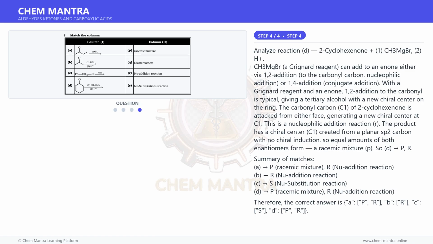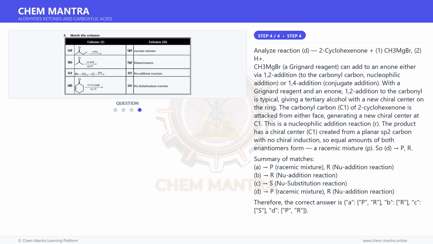The product has a chiral center, C1, created from a planar sp2 carbon with no chiral induction, so equal amounts of both enantiomers form, a racemic mixture, P. So, D, P, R. Summary of matches. A, P, racemic mixture, R, addition reaction. B, R, addition reaction. C, S, substitution reaction. D, P, racemic mixture, R, addition reaction.